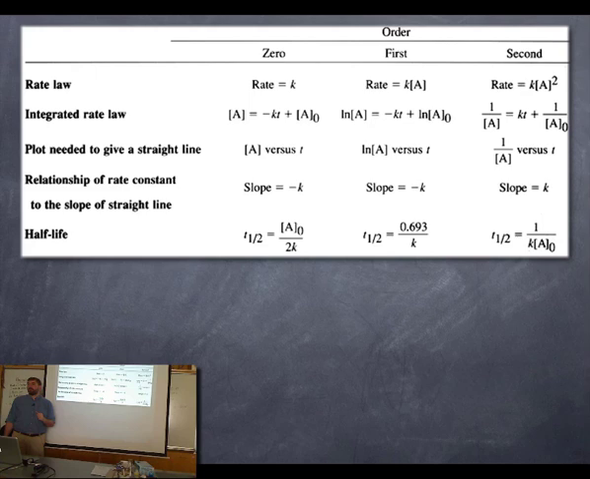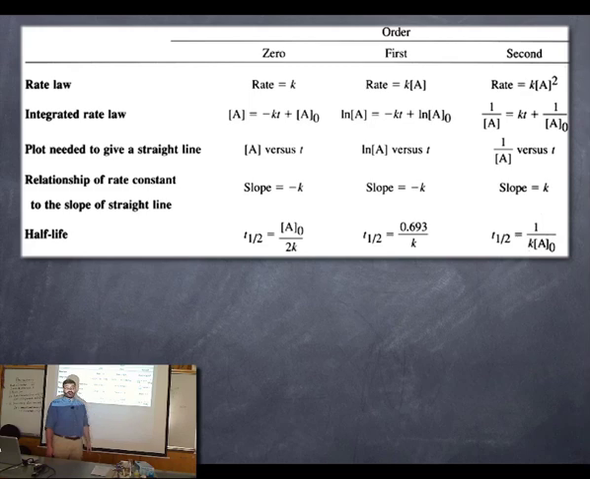So you can see that in a zero order reaction, it depends on how much you start with. And in a second order reaction, it depends on how much stuff you start with. What's unique about a first order reaction, notice that your initial concentration is not in here.